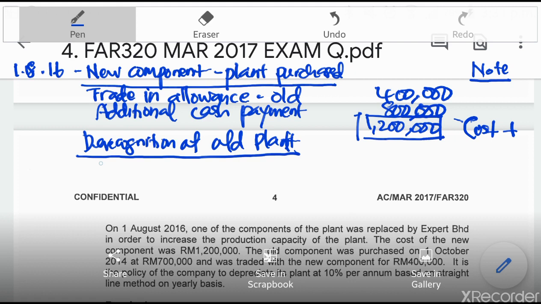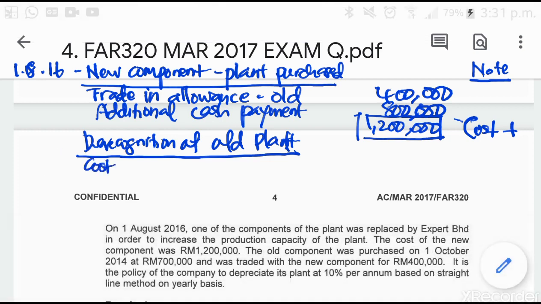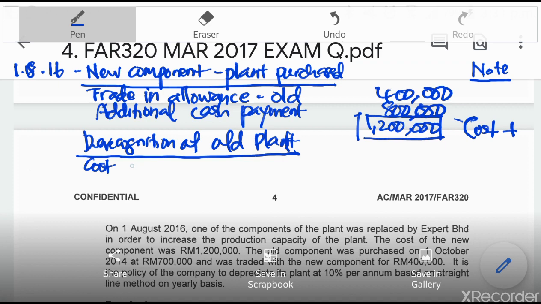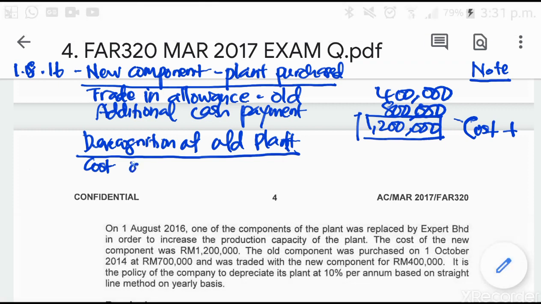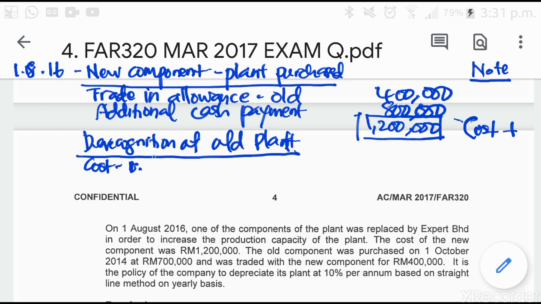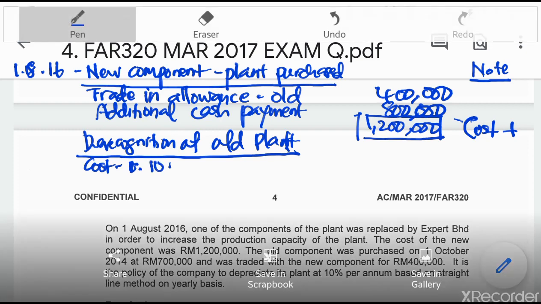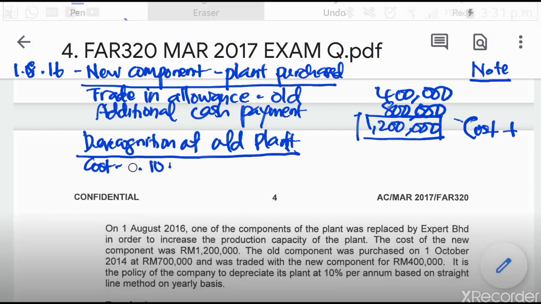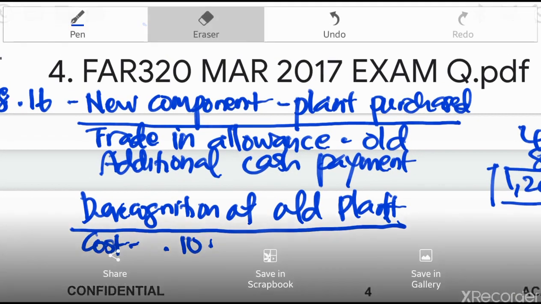Okay, we go back to our question. The old component was purchased on, so cost of the old component. We need to look at when you purchased it, and that cost was on the date that you purchased it. When was it? 1st of October. So just do a little bit of erasing here.